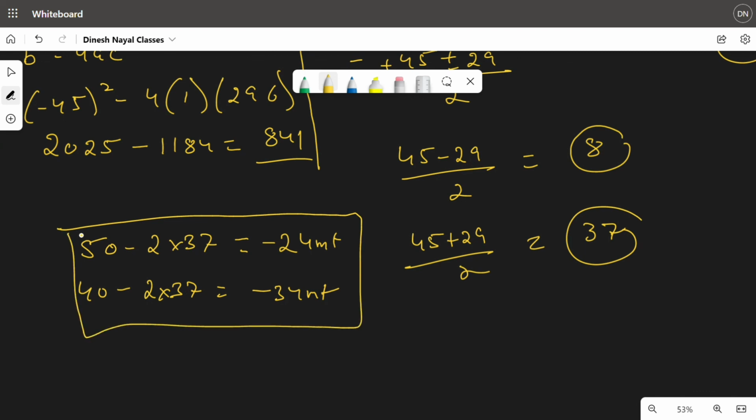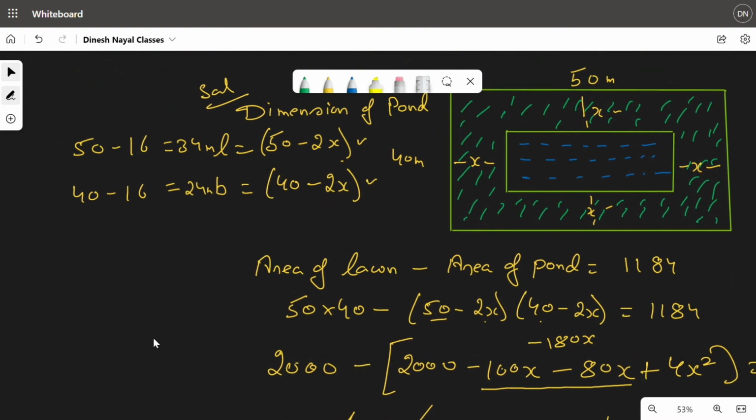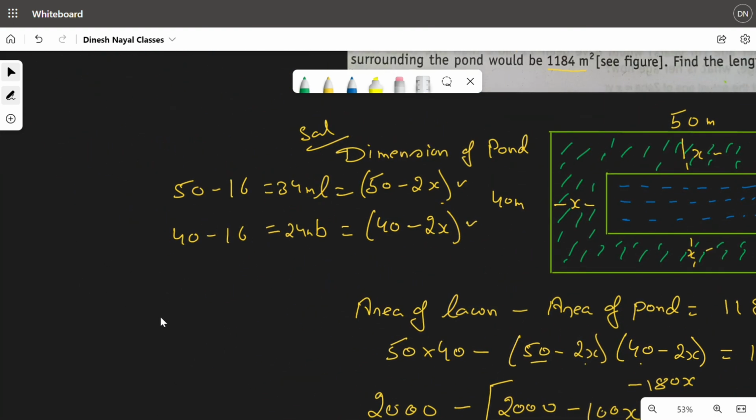So we are ignoring 37. So x equals 8. So 8 will be the present value. Hence the length of the pond will be 34 meter and the breadth will be 24 meter.